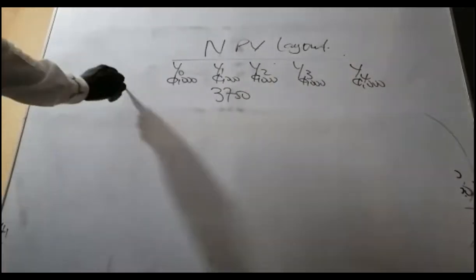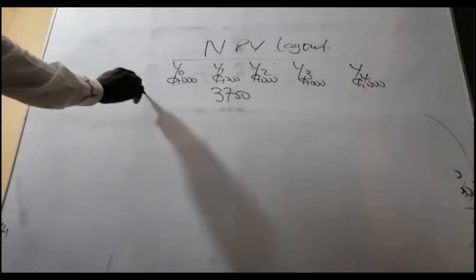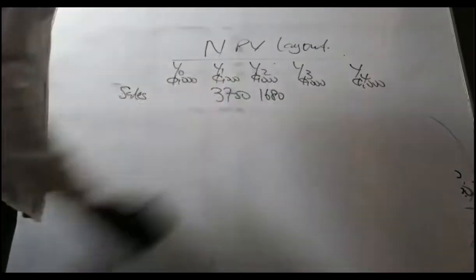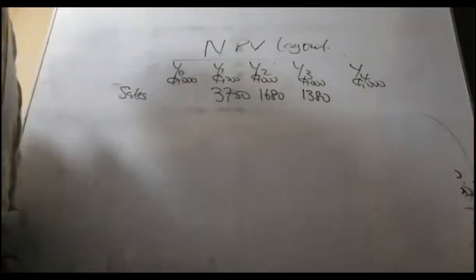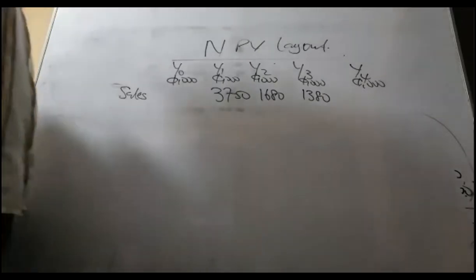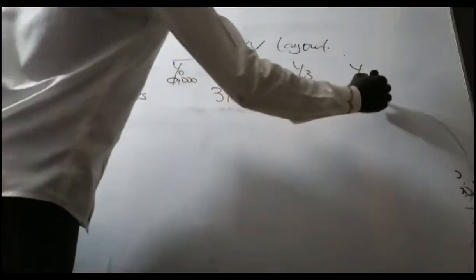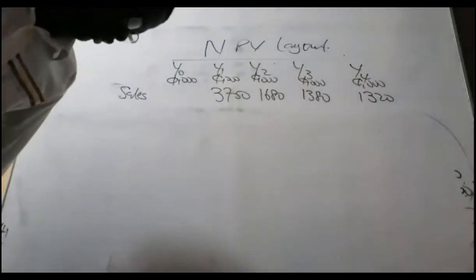And year two is 1,680. Then year three is 1,380, and year four is 1,320. We are done with the sales.